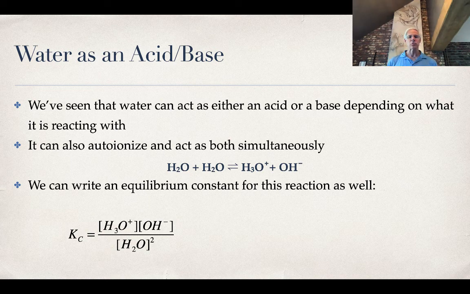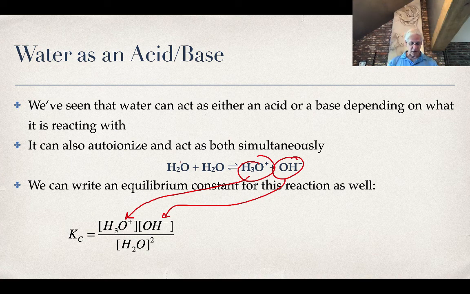Kc is equal to the concentration of H3O plus, and we put the H3O plus on top because it is a product, times OH minus. So remember, it's always products over reactants for our equilibrium concentrations. Okay, and they have no exponents because their coefficients are 1. And then I've got two waters here. And so that can become the concentration of water squared.